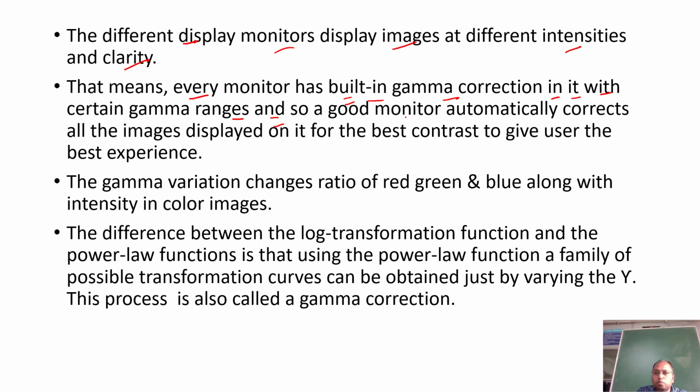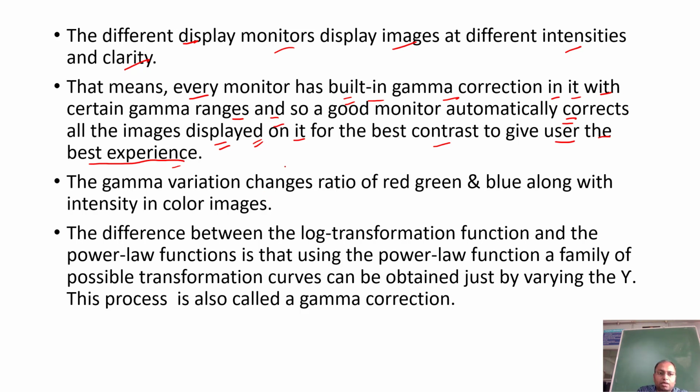And so a good monitor automatically corrects all the images displayed on it for the best contrast to give the user the best experience. So all the displays have gamma correction values. Okay, so built-in gamma corrections, and because of that, the monitors provide good quality images by means of this gamma correction, and because of that, we get the best experience of image displays, right?